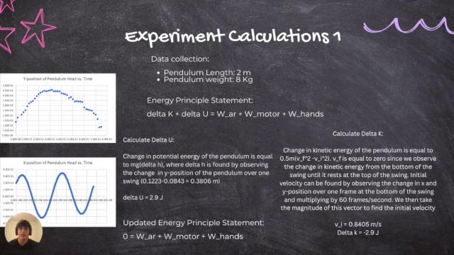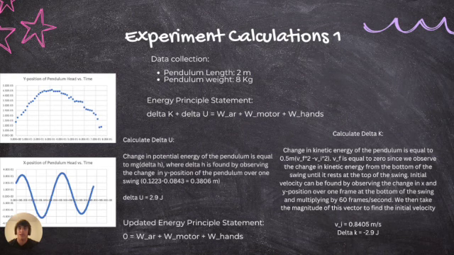To calculate delta K, I used the magnitude of the initial velocity vector I found earlier and observed that the velocity of the pendulum at the very top of the swing is equal to 0. I plugged these values into the equation delta K is equal to 1/2 m (vf squared minus vi squared) and found that my delta K is equal to negative 2.9 joules. The magnitude of delta K is equal to the magnitude of delta U, so my energy principle statement can be simplified to work done by air resistance plus work done by the motor plus work done by the hands.